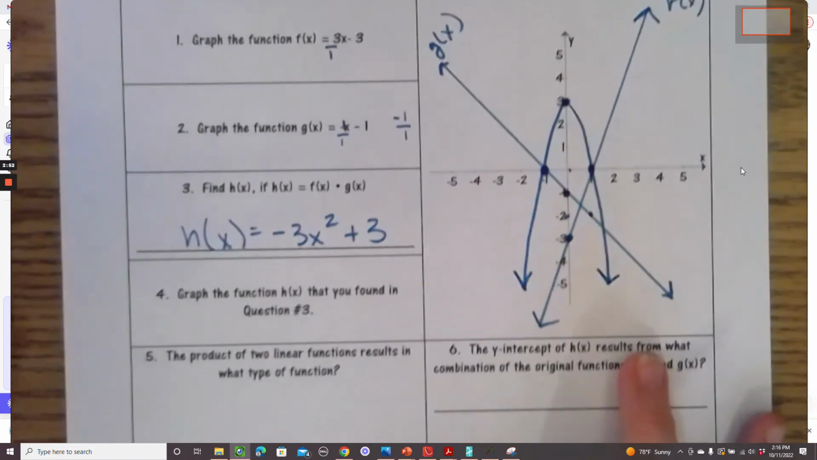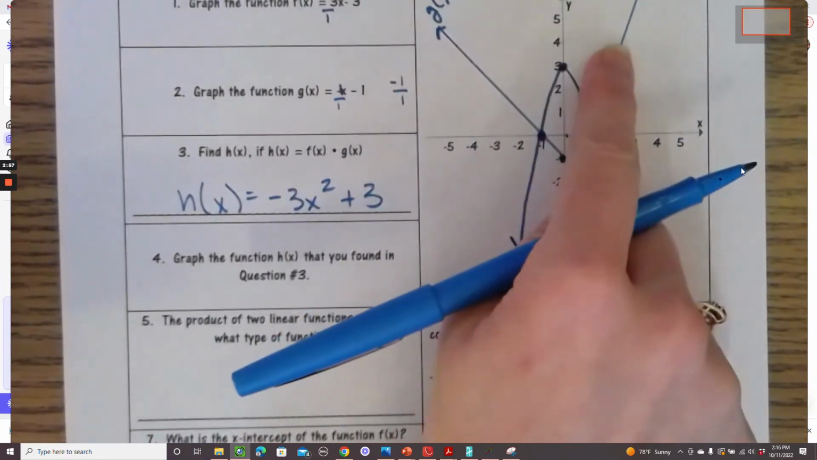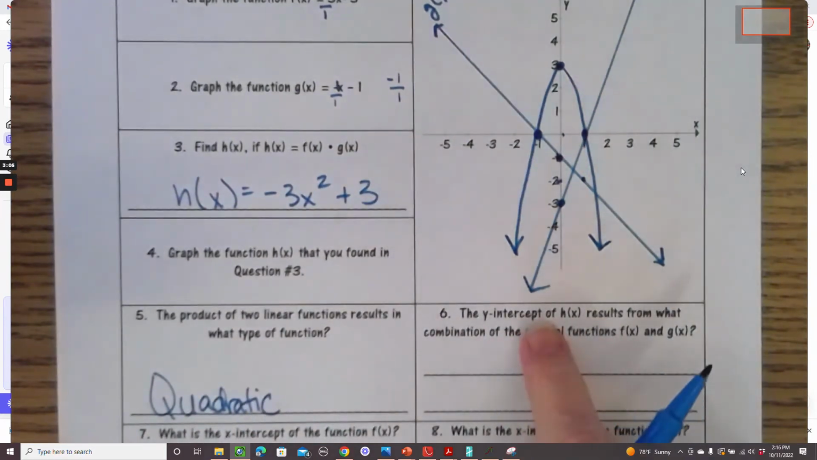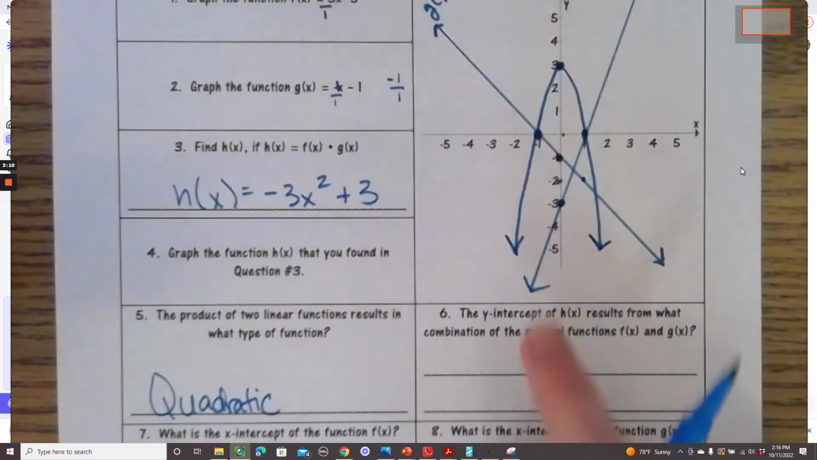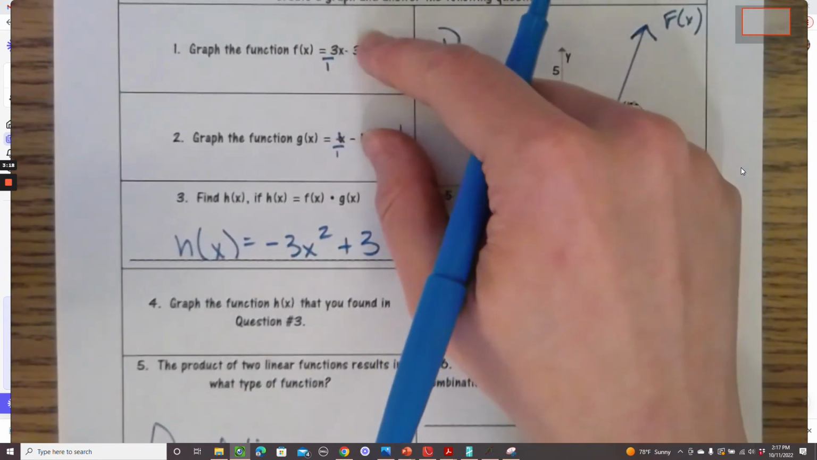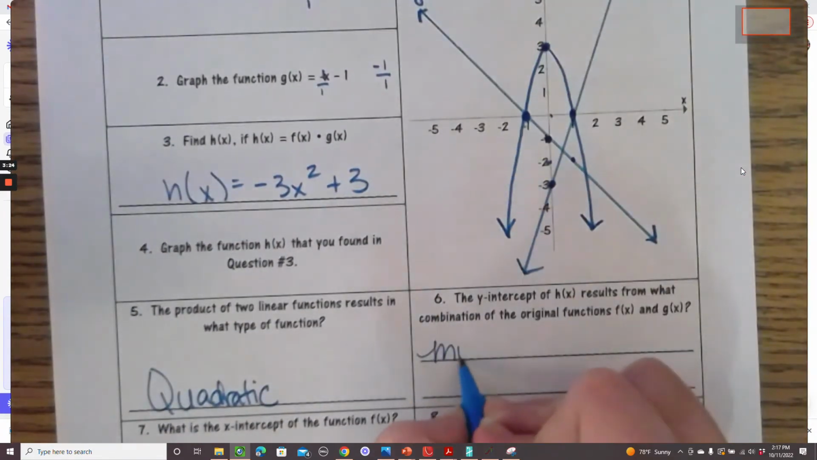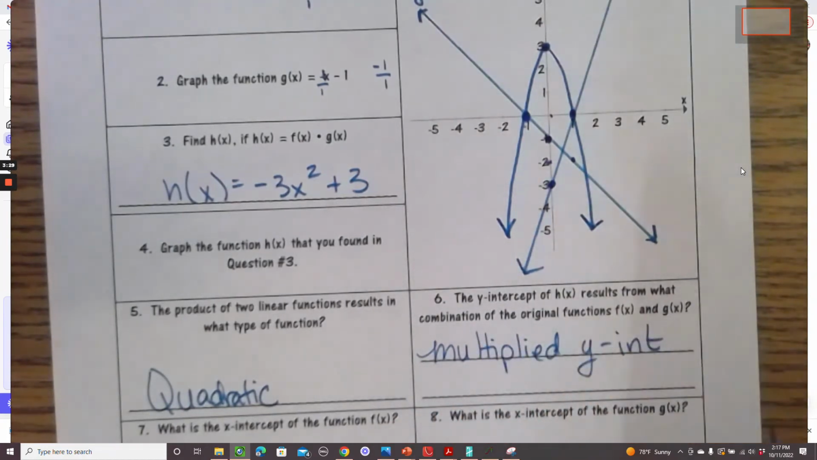Okay, the product of two linear functions results in what type of a function? So if I multiply two straight lines, I end up with a quadratic. The y-intercept of h of x, that's this point right here, this 3, results from the combination of the y-intercepts of f of x and g of x. So how they combined these, negative 3 and negative 1, to get a positive 3, is they multiplied them. They multiplied the y-intercepts.